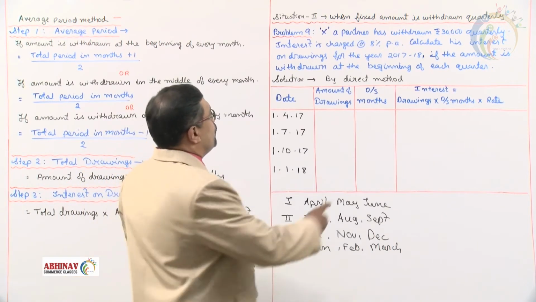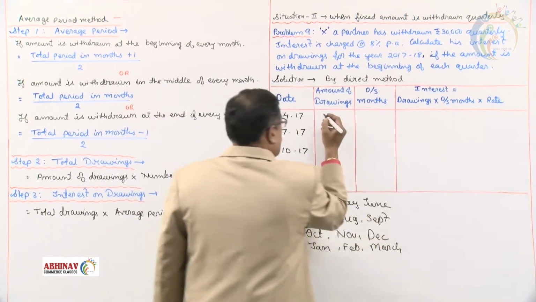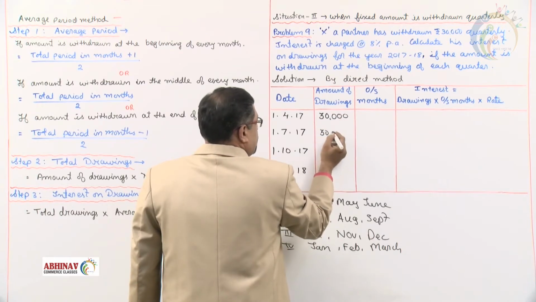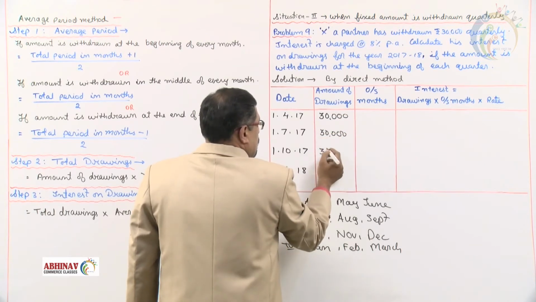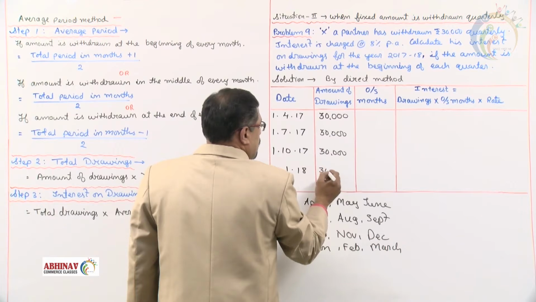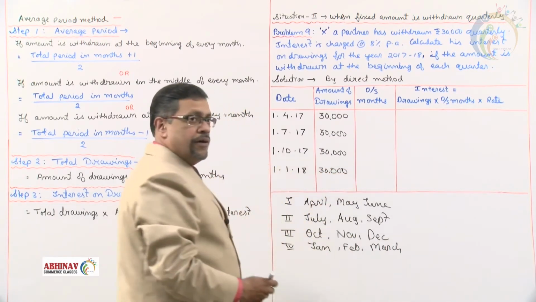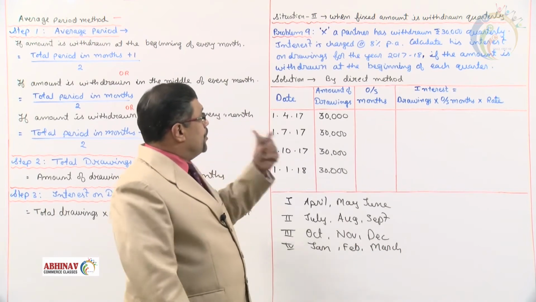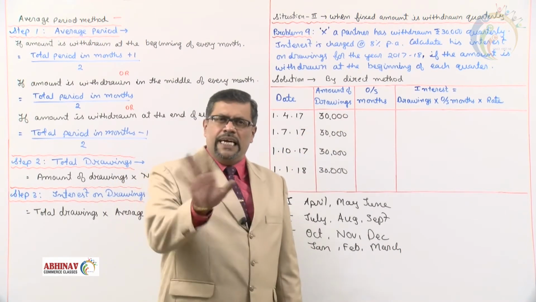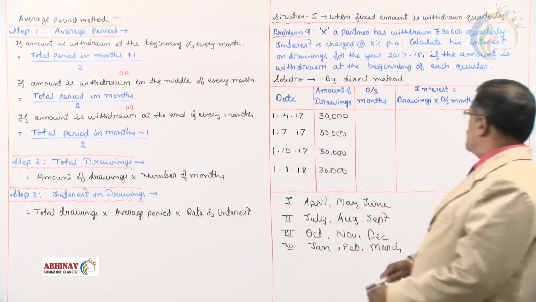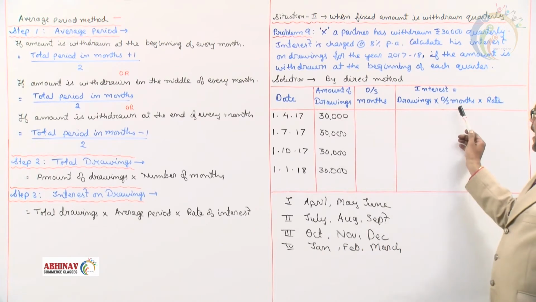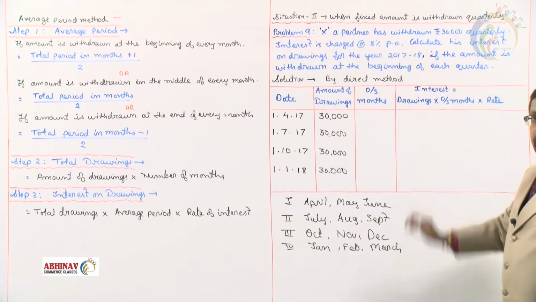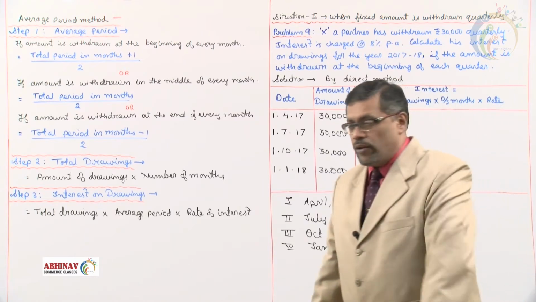What is the amount of drawings? Every quarter, an equal amount of 30,000 is withdrawn. This is the problem given. Now let us see the method that we are using. This solution we are doing by the direct method. Simple calculations: drawings amount into the outstanding months into the rate. The rate mentioned is 8%. Let us see how to calculate this.